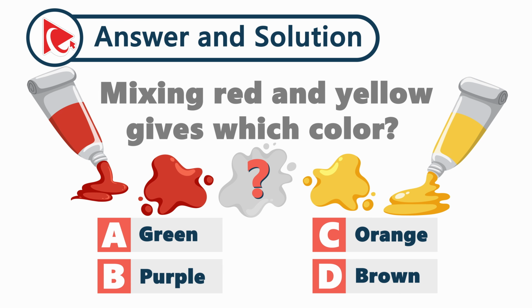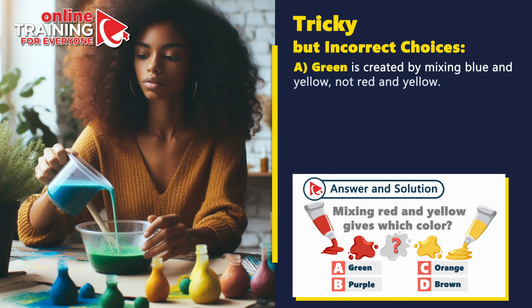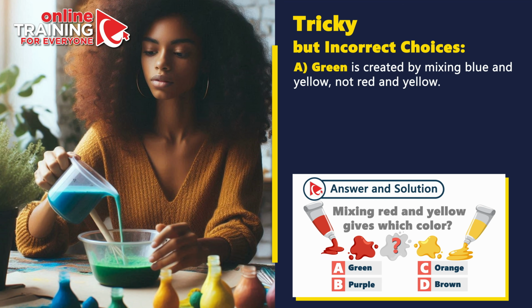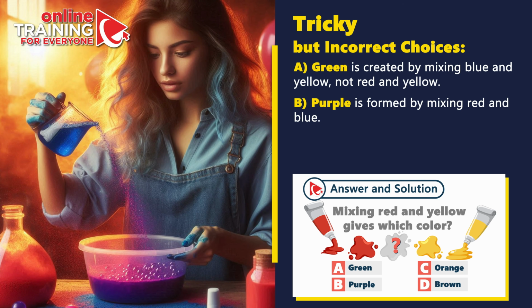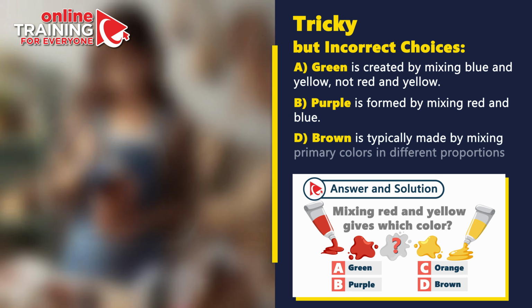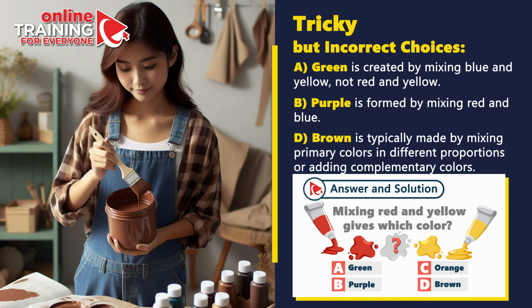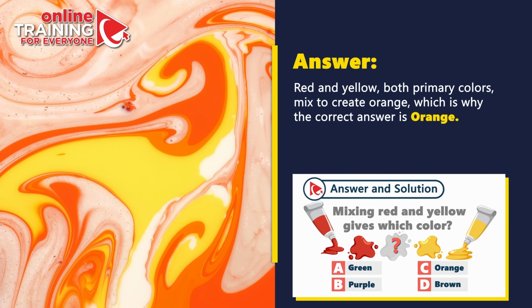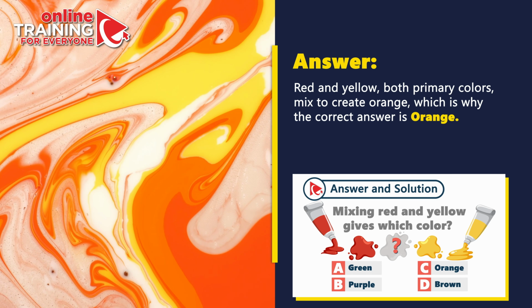But we only need to select 1 out of 4 choices, right? So let's first look at the tricky but incorrect choices. Green is typically created by mixing blue and yellow, not red and yellow. This is why choice A is incorrect. Purple is formed by mixing red and blue, and that was choice B, also an incorrect one. And brown is typically made by mixing primary colors in different proportions or adding complementary colors. As we just learned, red and yellow both are primary colors, and when we mix them, we create orange, which is why the correct answer here is orange.